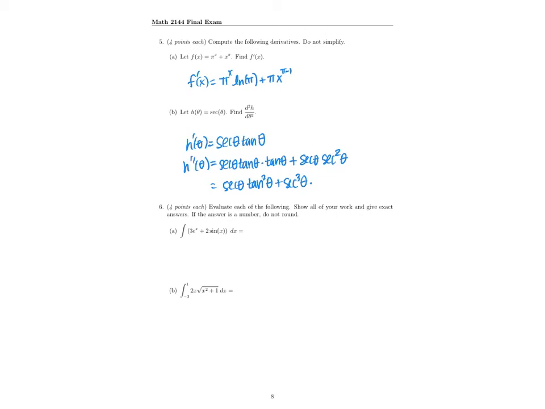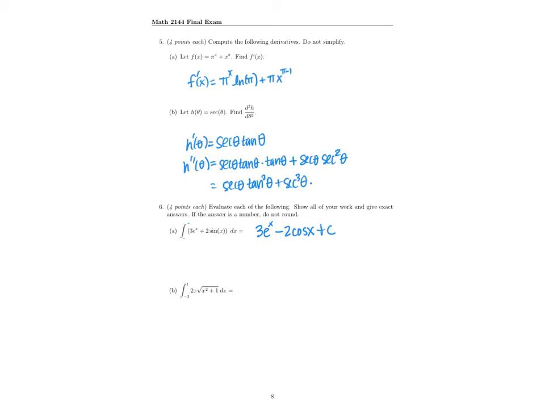On the fourth one, I want to evaluate this integral. So the integral of 3e to the x is just going to be 3e to the x. Plus, I want to do the integral of sine of x, which is going to be negative cosine of x. So it's actually going to end up being minus 2 cosine x. And then plus c, because I don't have a definite integral. So anytime you have an indefinite integral, you'll need to make sure you have that plus c.